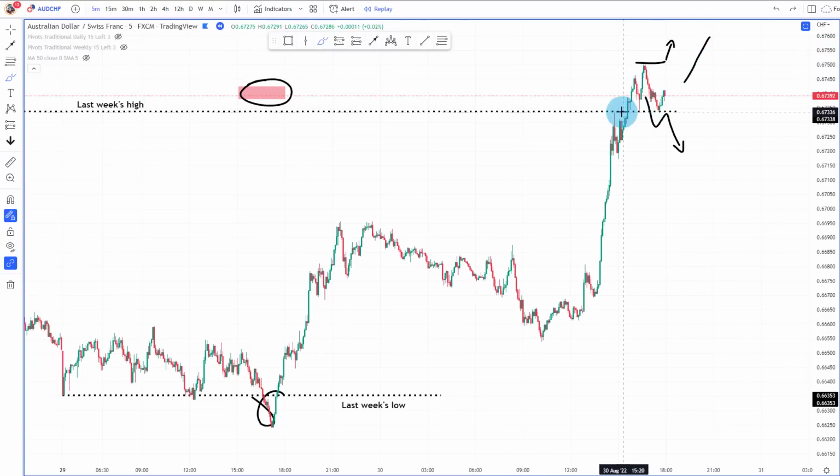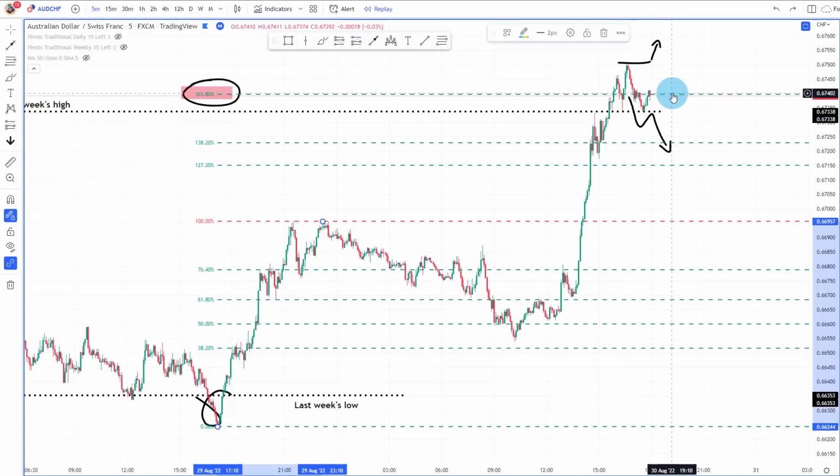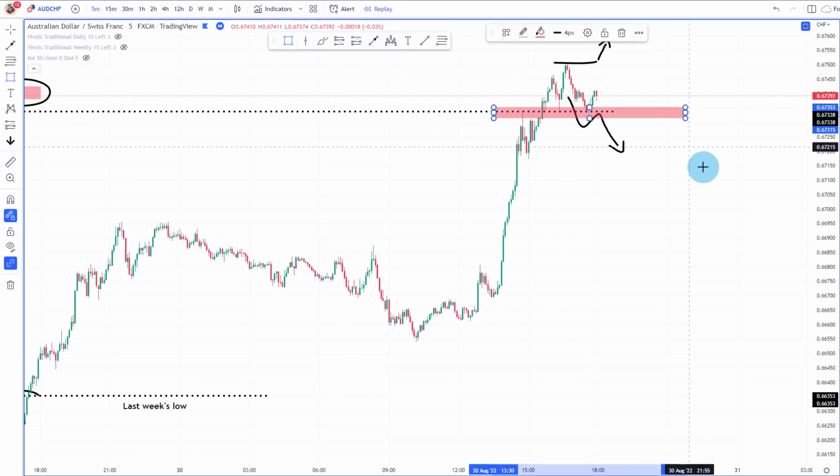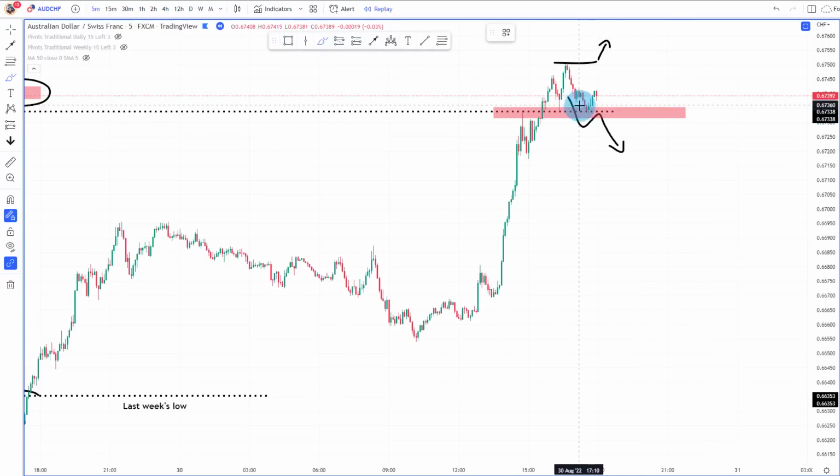But we have to wait for the market to really confirm the fake out. When is the fake out confirmed? The fake out is confirmed if we can get below this. If the price gets below this, you're looking at a high probability short.